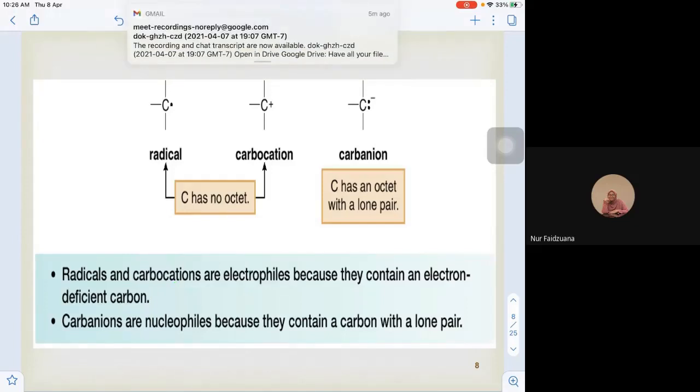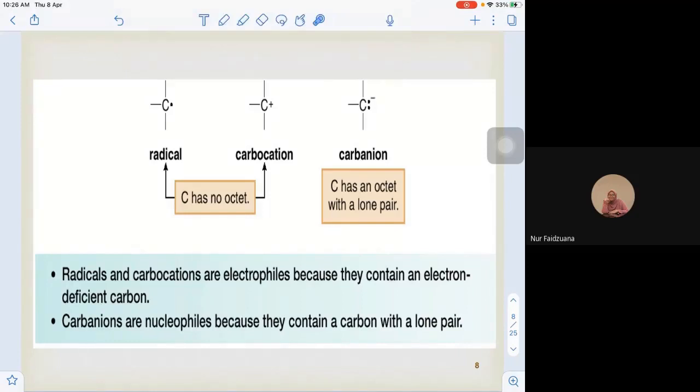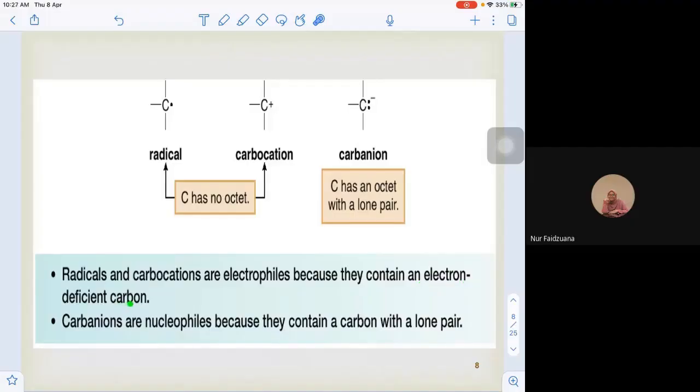For those that already have the textbook, you can look at your textbook and search for electrophile and also nucleophile. So these two are electrophiles because they contain an electron deficient carbon. Any species that is deficient in electrons will turn to an electrophile. Electrophile means electron lover. They are looking for electrons in order for them to achieve octet, because when they are not octet, they are unstable. So how to become stable is by looking for electrons. So they are electrophiles.